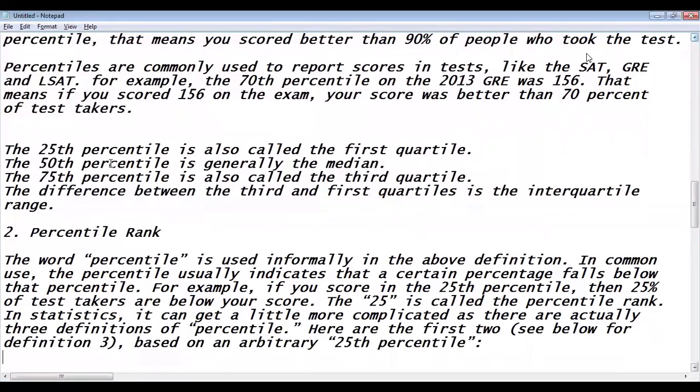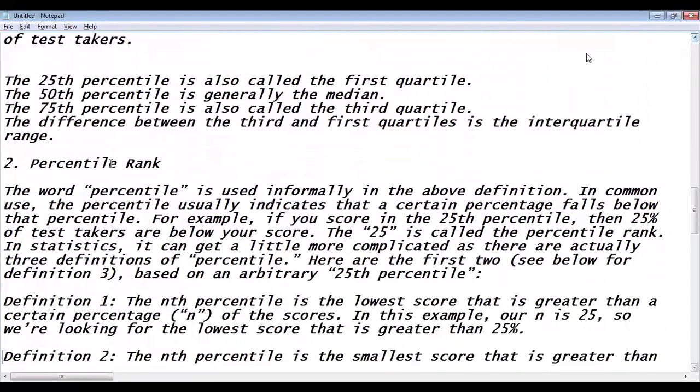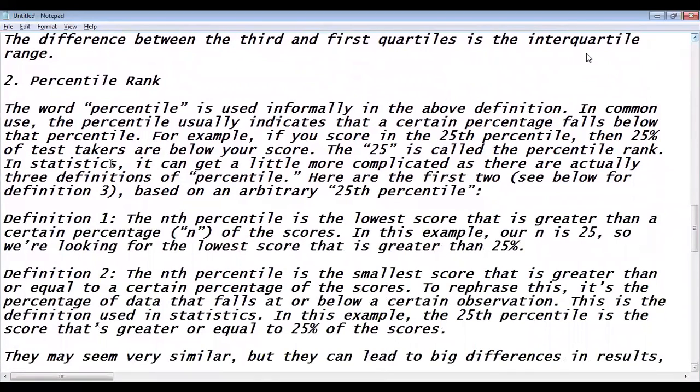The first 2 are quite easy. You will see the definitions. So you can see the first definition. The nth percentile is the lowest score that is greater than a certain percentage of the scores. In this example, our n is 25. So we are looking for the lowest score that is just greater than 25%. So this is the first example.